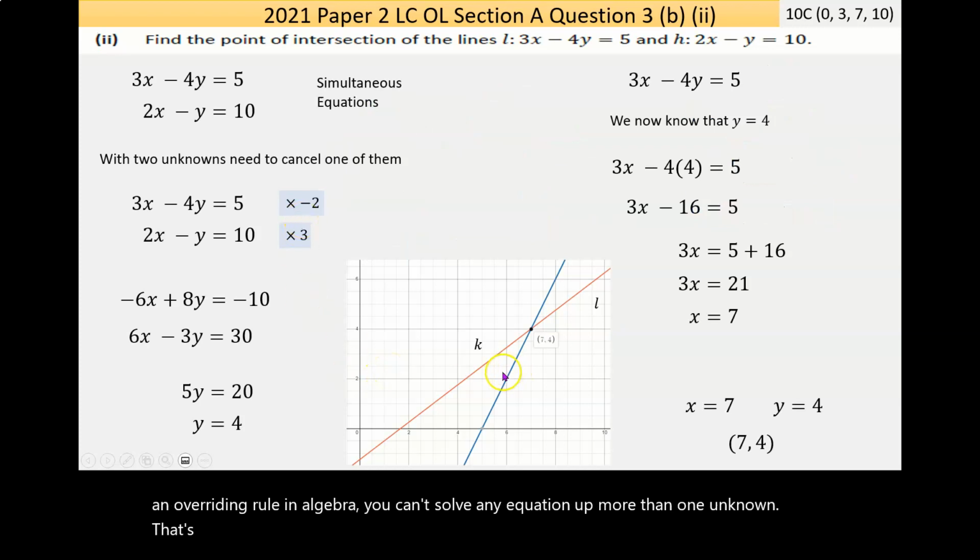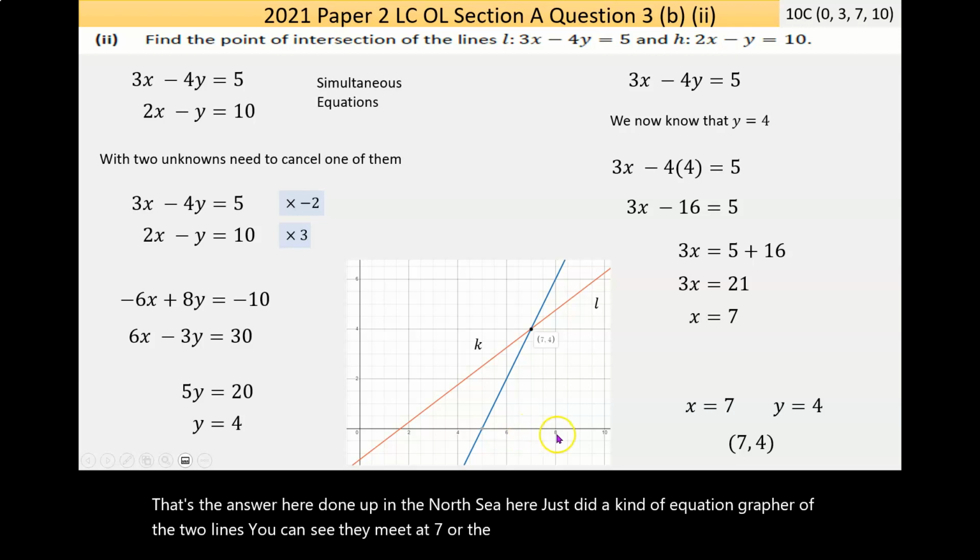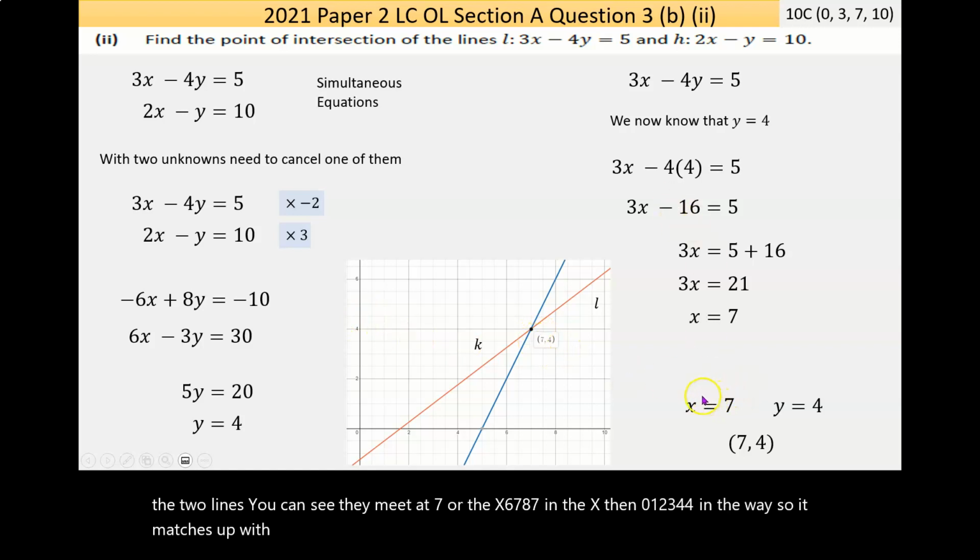That's the answer here, done up in the notes. You see here, I just did a kind of equation grapher of the two lines. You can see they meet at 7 on the x, 6, 7, 8, 7 on the x, then 0, 1, 2, 3, 4, 4 on the y. So it matches up with our calculation. Happy days. I think that's the end of question 3.